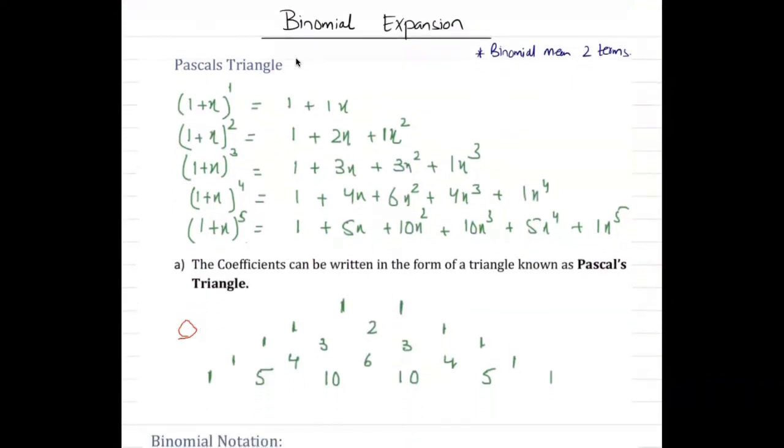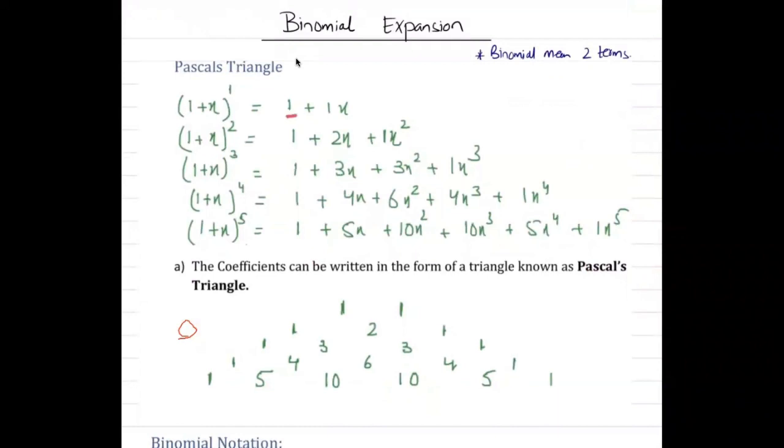Okay, so if I write down the coefficients over here, starting off with 1 plus x to the power of 1. The coefficient of the first term is 1, which is just the constant term. This is the coefficient of x to the power of 0. And the coefficient of x to the power of 1 is 1.